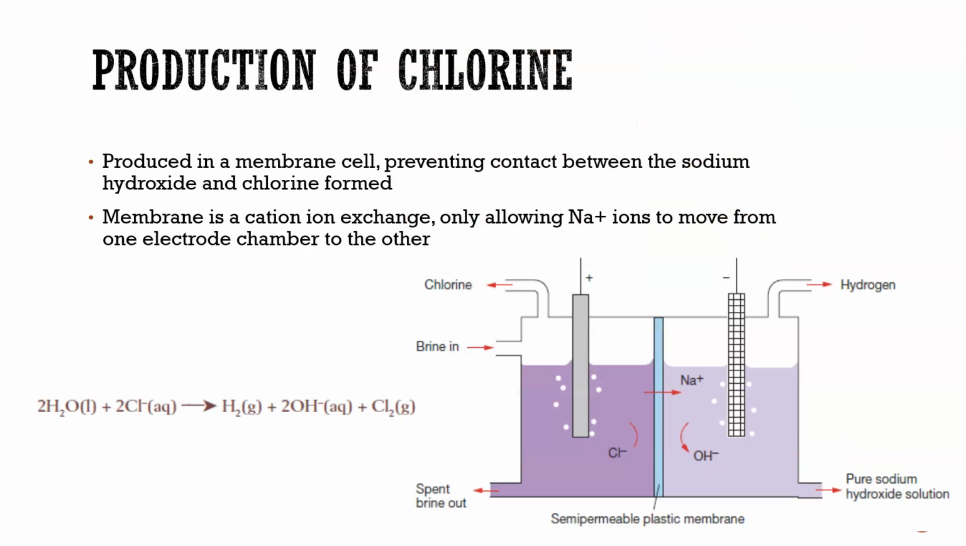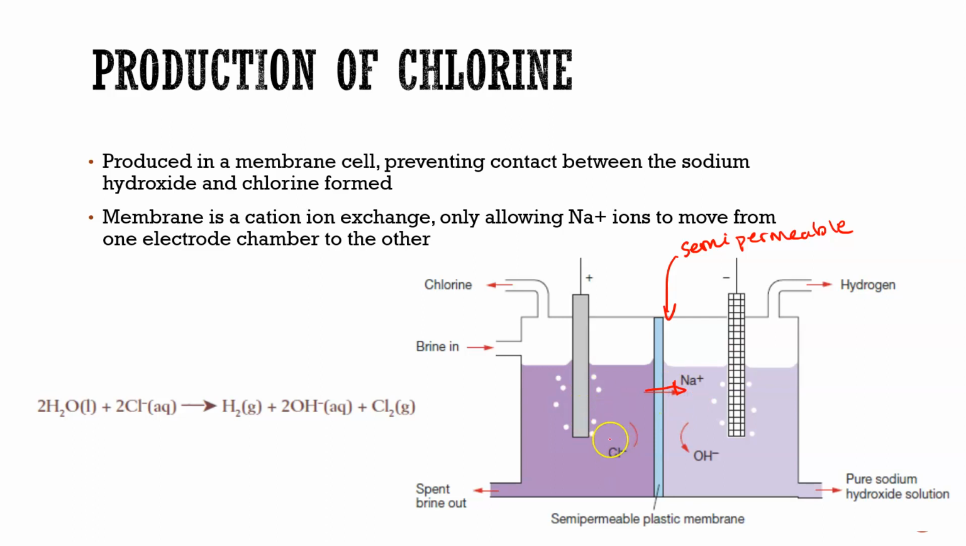So for the production of chlorine, it's in a membrane cell. We have a semi-permeable membrane in here. Again, this is to separate the products, because if the products come into contact, they will react. What the membrane does allow for, though, is the passage of sodium ions.